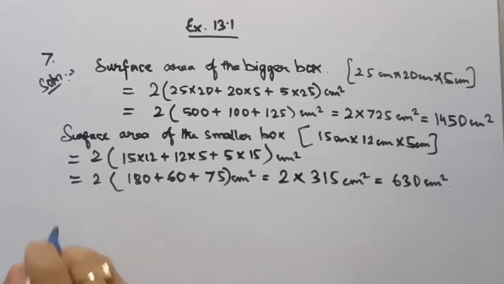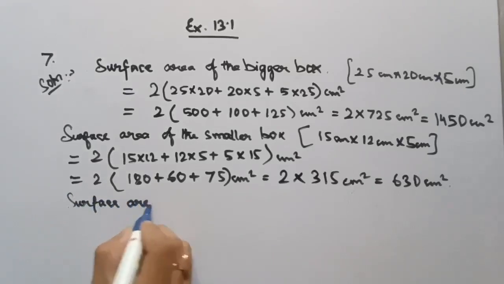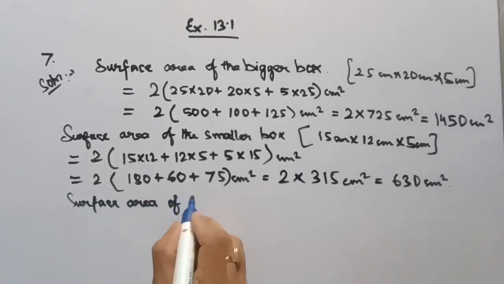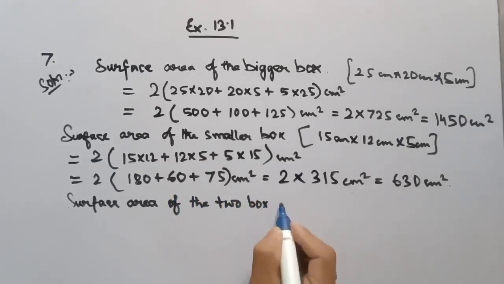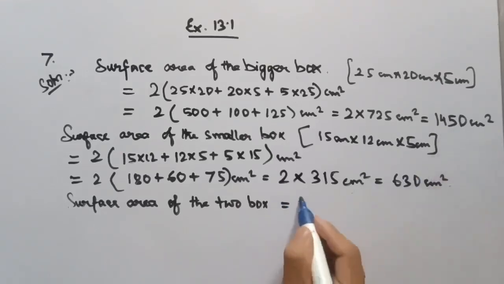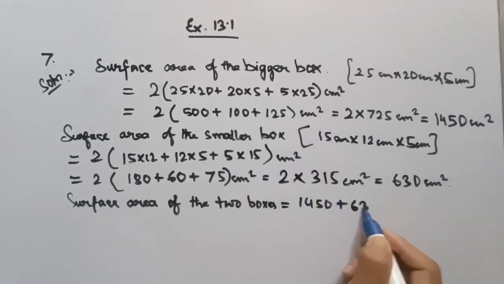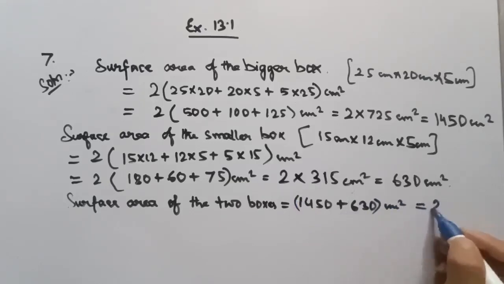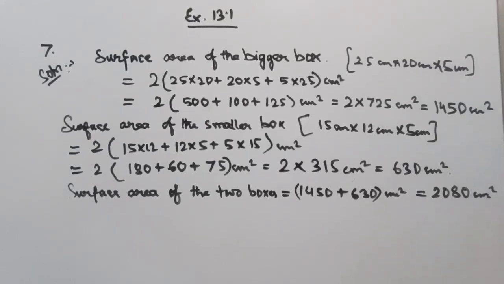Next, we will find the surface area of both the boxes, that is the bigger one and the smaller one. So surface area of the two boxes is equal to 1450 plus 630 centimeters square, which is equal to 2080 centimeters square. Now to the next step, that is to find the area of the overlap.